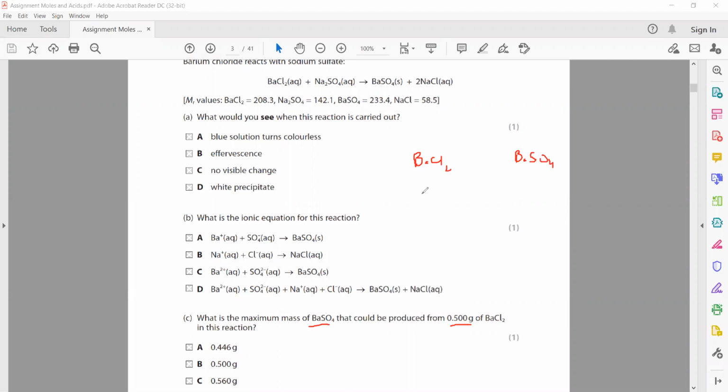When you check the ratio of the mass, barium chloride relative molecular mass is 208.3, and barium sulfate is 233.4. So the ratio is 208.3 to 233.4, but we have barium chloride in the question. We have only 0.5 grams of barium chloride, so this will be x, cross multiply. When we solve, it will come out as 0.560 grams of barium sulfate.